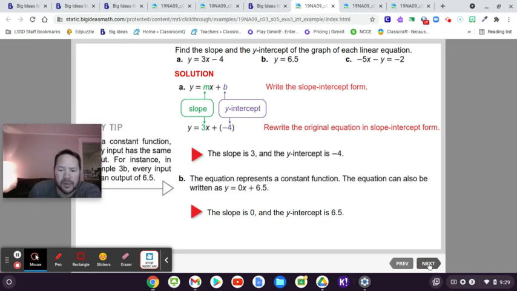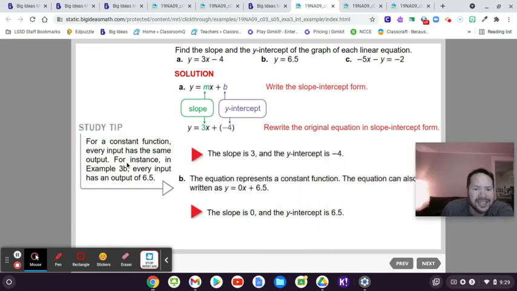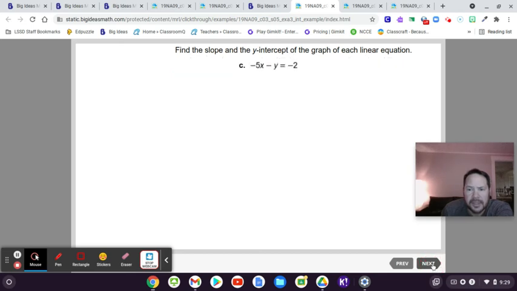Okay, C, I think we get a whole new slide. Well, let's see what this says. Constant function, every input has the same output. Yeah, so that's why it's a horizontal line, because every input gives you 6.5 straight line across. So C gets its own slide.